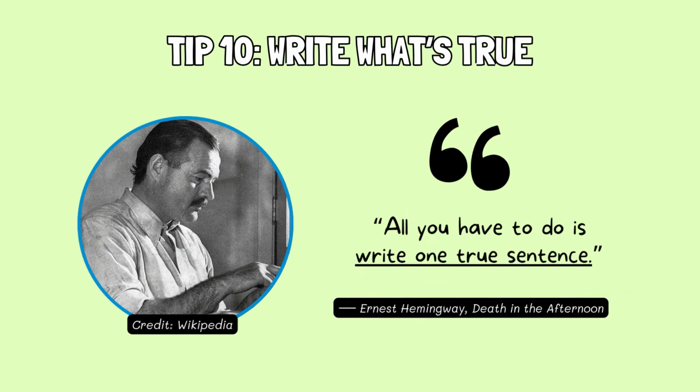Tip 10. Write what's true. Hemingway believed that honest writing resonates far more than flowery, exaggerated prose. His advice, "all you have to do is write one true sentence," means finding a line that feels real, grounded, and authentic to the character, setting, or emotion. Instead of forcing grand metaphors or overly poetic language, focus on details that genuinely capture the moment. Truth in writing doesn't mean strict fact. It means emotional truth, something that feels unshakably real.